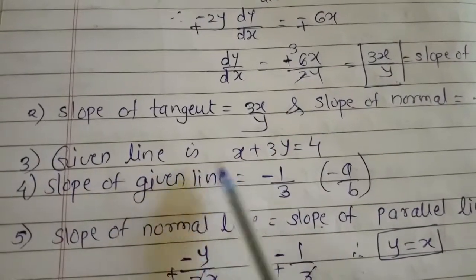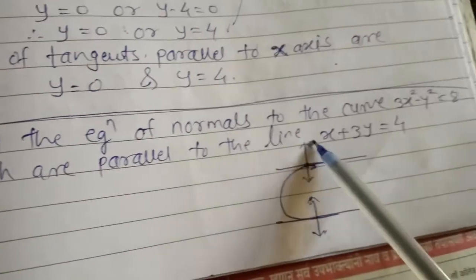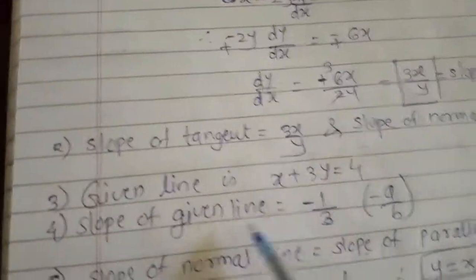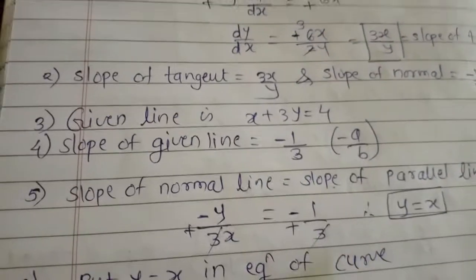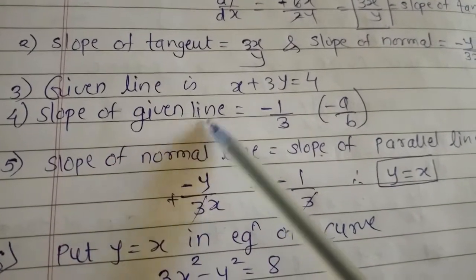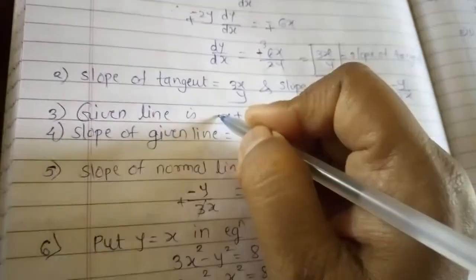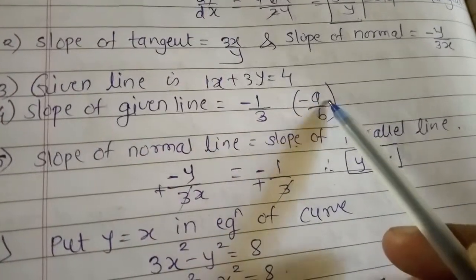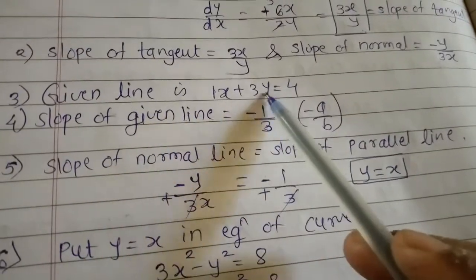So the given line, the equation of the line given to us in the example, see the example, that is parallel to the line x plus 3y is equal to 4. So we write the equation of the given line. The given line is x plus 3y is equal to 4. Its slope we can find by using the formula minus a upon b. So the slope of the given line is minus a upon 3, minus 1 upon 3. Here there is no coefficient, meaning it is 1. So by this formula ax plus by plus c is equal to 0, minus 1 upon 3 is the slope of the line.